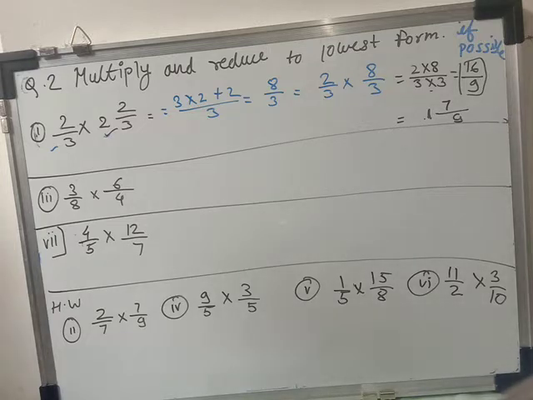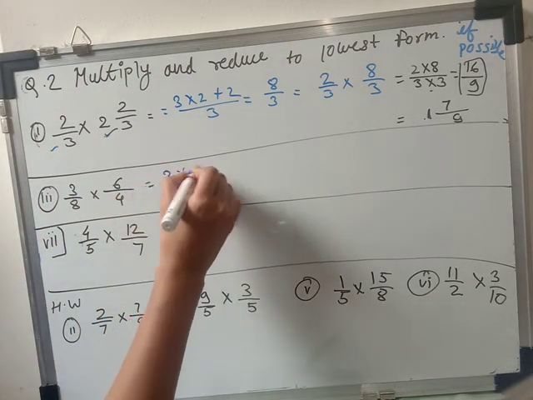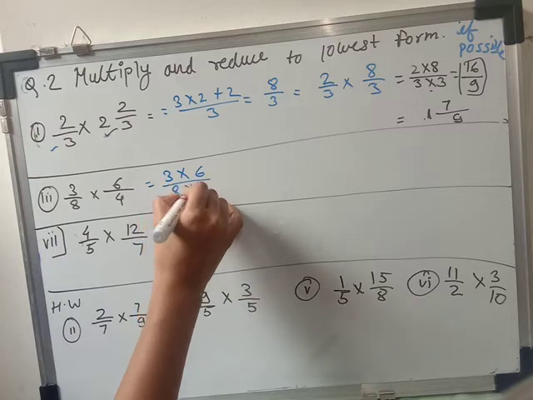Okay, so let's do the third question. I am going to solve it. The second question you have to solve as homework. Here I have written some examples. These examples you have to solve as homework. So the third example is 3 multiplied by 6, 8 multiplied by 4.